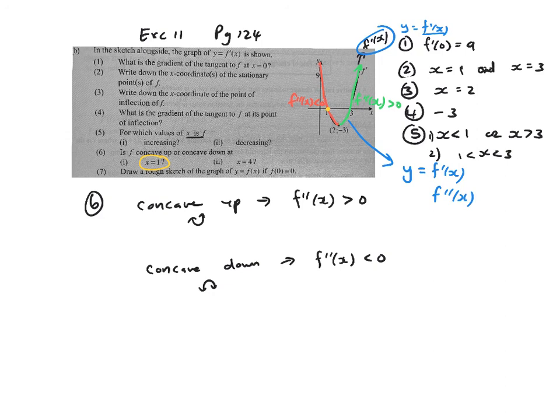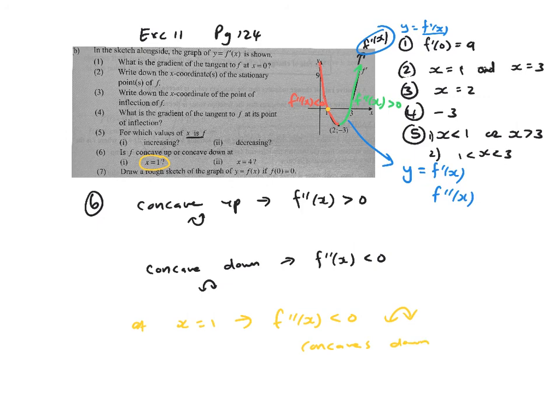So at x equals 1, you're going to get the second derivative less than 0. In other words, less than 0, it concaves down. Okay, good, and hopefully that makes sense.